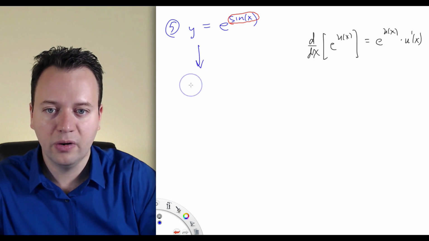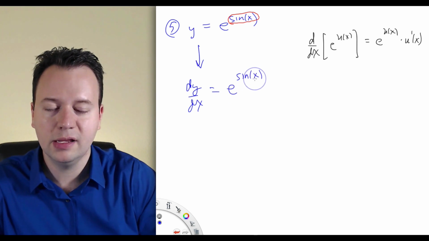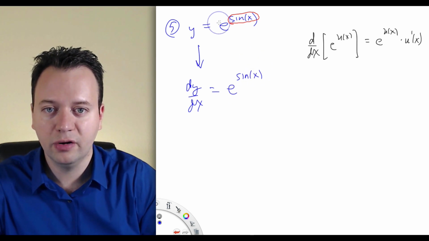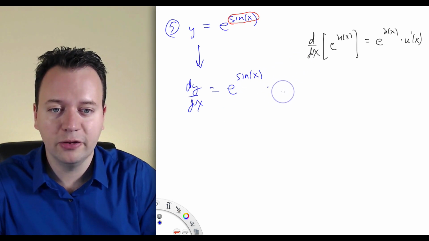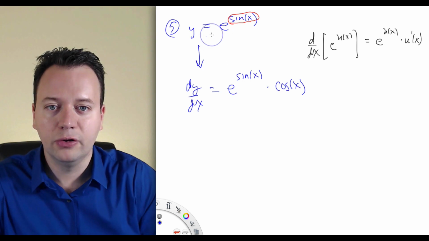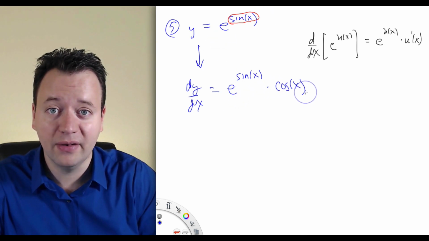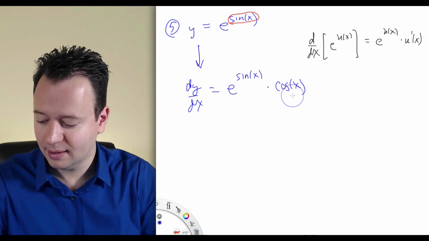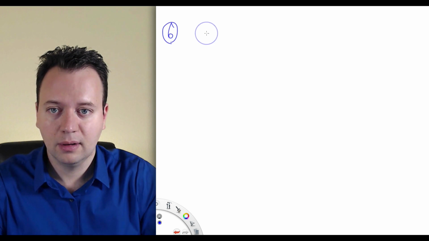So we just see it as e to something, e to bubble, right? And when we take the derivative, we just rewrite it. The derivative of e to the bubble is e to the bubble, and then you multiply it by the derivative of bubble. So the derivative of sine is cosine of x. So the derivative of e to the sine x is e to the sine x times cosine of x.